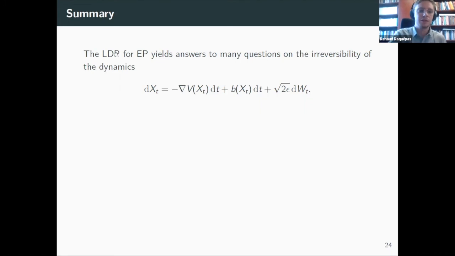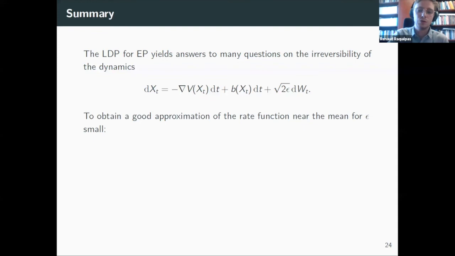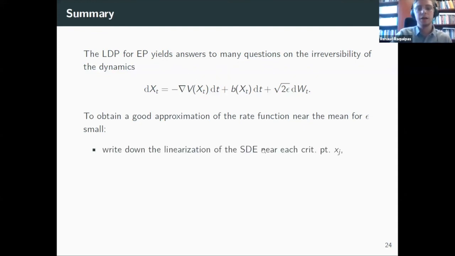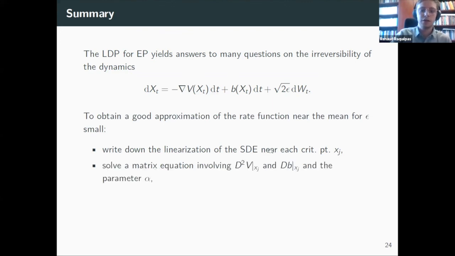And so the summary is that large deviation properties of entropy production allow you to answer many questions on the so-called hypothesis testing of the arrow of time. I've looked at that in the context of non-degenerate diffusion. And I told you that if you want to understand the rate of exponential suppression of fluctuations of entropy production, what you should do is look at the different critical points of V, linearize the SDE there, and solve a matrix equation involving the Hessian of V at xj, the Jacobian of B at xj, and the parameter alpha.